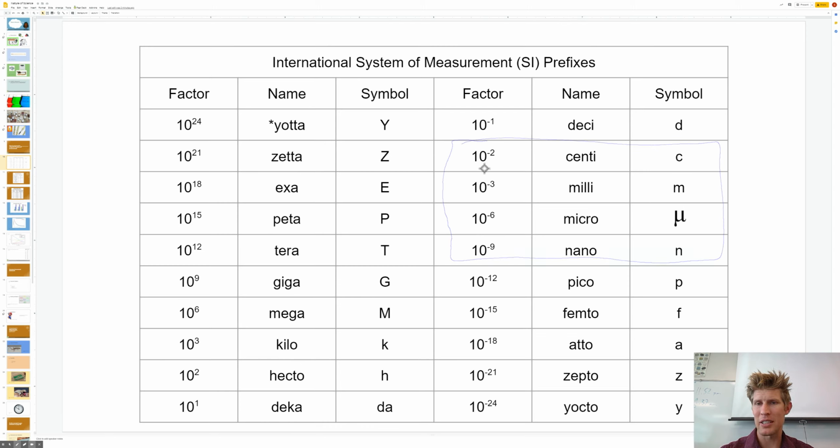Centi, 10 to the negative 2, means it's 1/100th of whatever it is. If you're talking about a centibyte type of data, right? It's a 1/100th of a byte. So in decimals, you'd write it 0.01. Okay. Milli is 1/1000th, or 0.001. Micro is 1/1,000,000th.